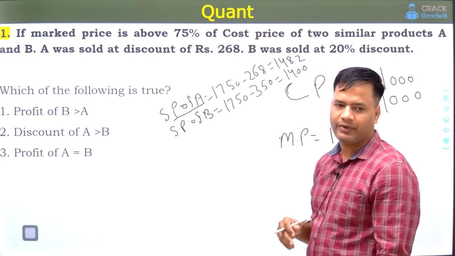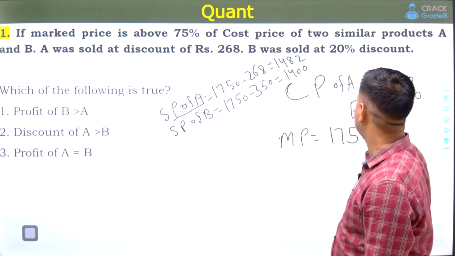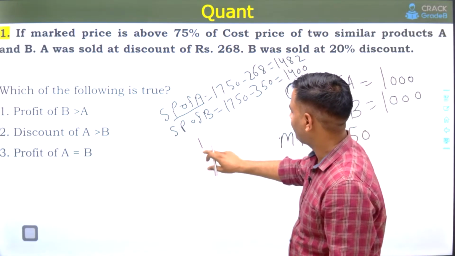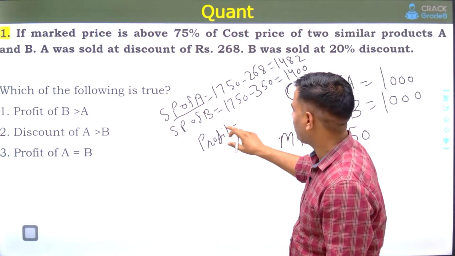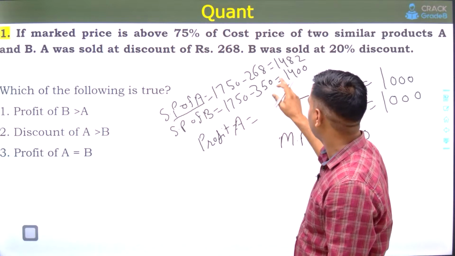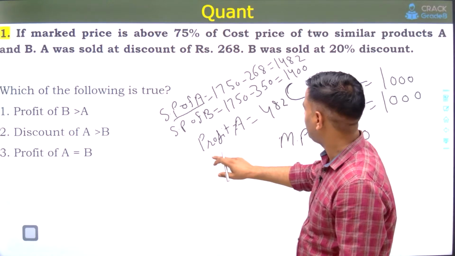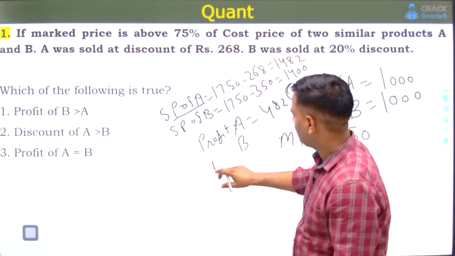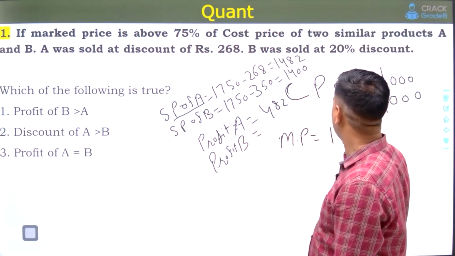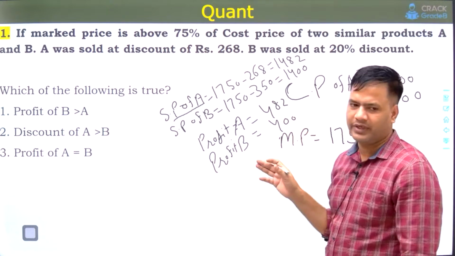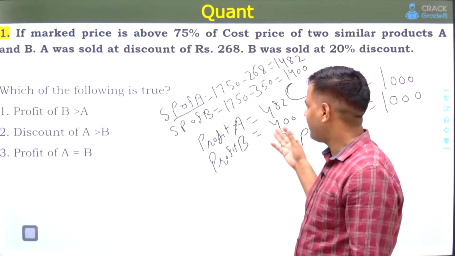How do we calculate the profit? Simple: selling price minus cost price. The cost price was 1000. So the profit on A will be 1482 minus 1000, which is 482, and the profit of B will be 400. I'm doing this step by step, but it can be done quickly.